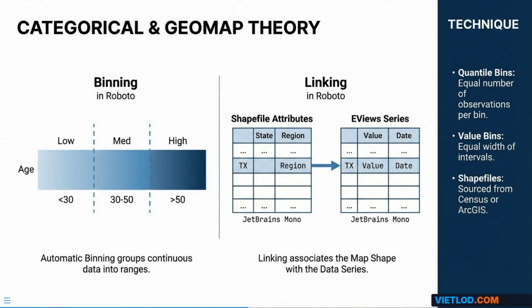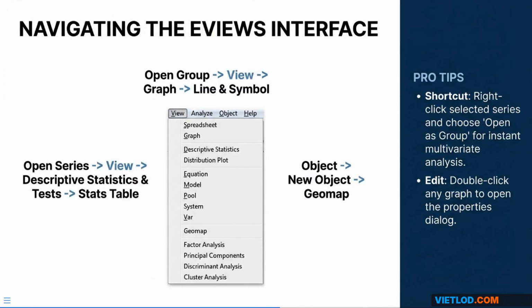For geomaps, linking is the process of associating map shapes stored in shapefiles with your EViews data series. This is done by matching a key attribute, like a state abbreviation, between the shapefile and your data. Shapefiles themselves are external geographic data files, often sourced from entities like the Census Bureau or created with GIS software like ArcGIS.